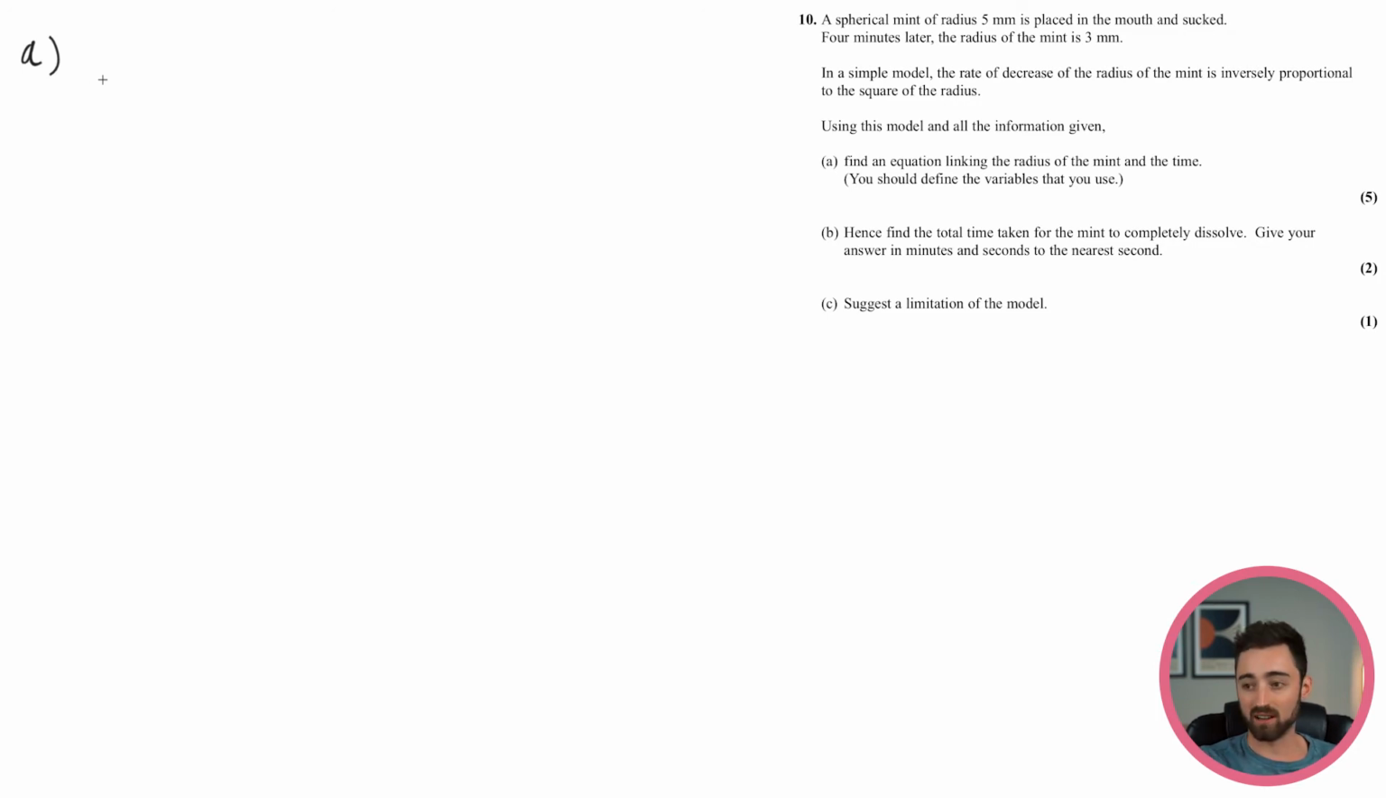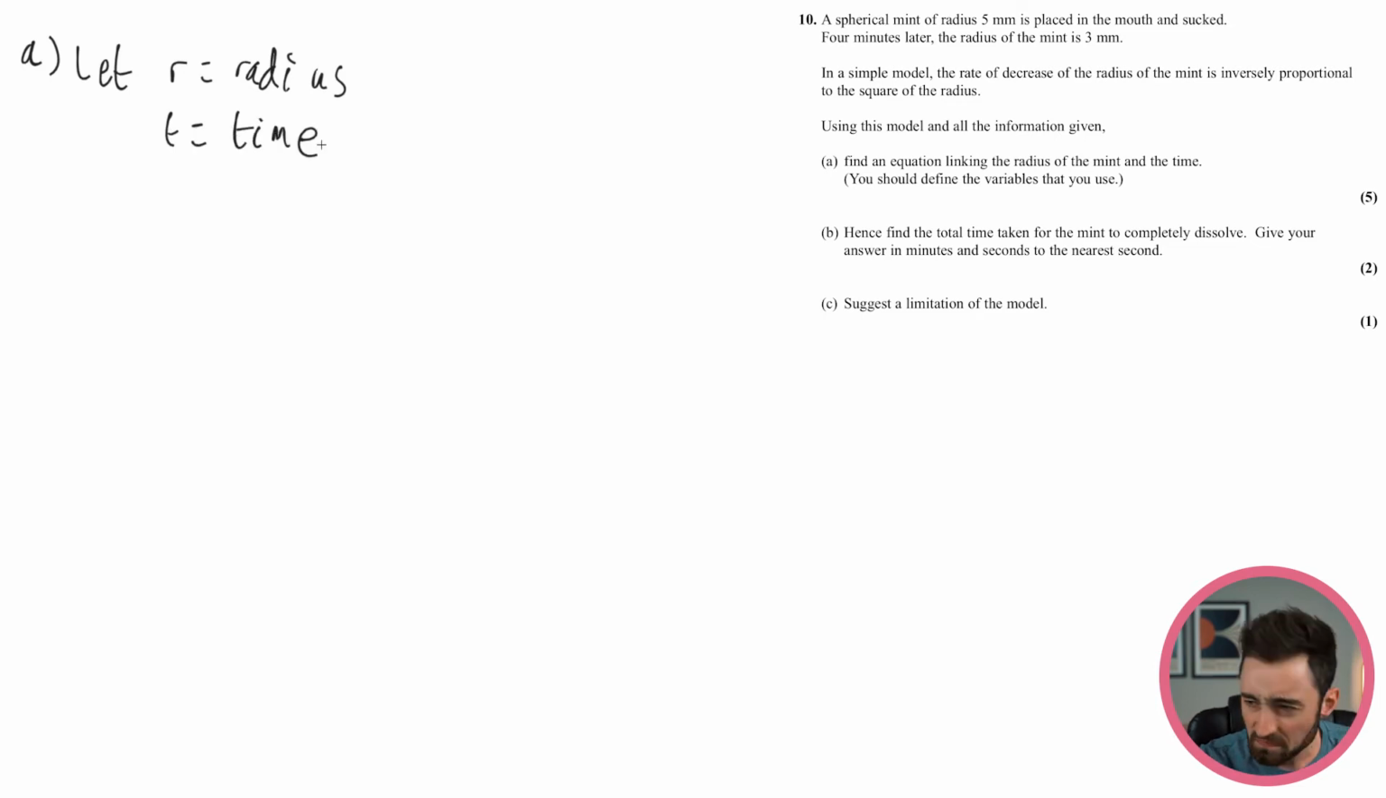Well, we care about the radius and the time. So let's let r be the radius, and t, time. This is the important bit, the rate of decrease of the radius. Rate of change is a derivative, and it's to do with time. So it's talking about dr by dt, the rate at which r changes as t changes. Now it says decrease, so this derivative is going to be negative.